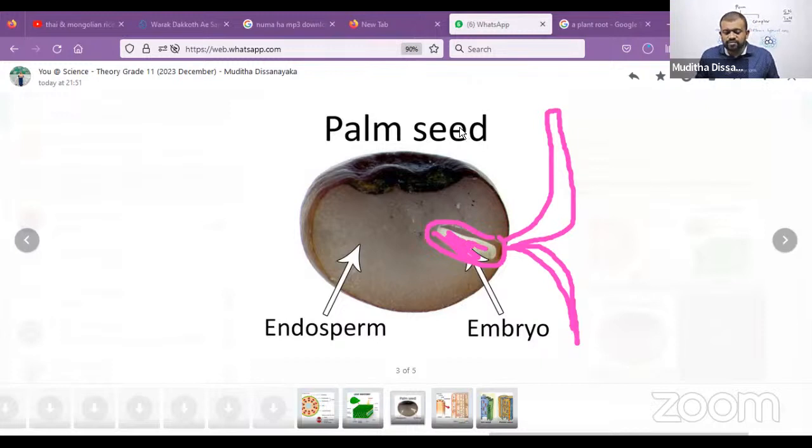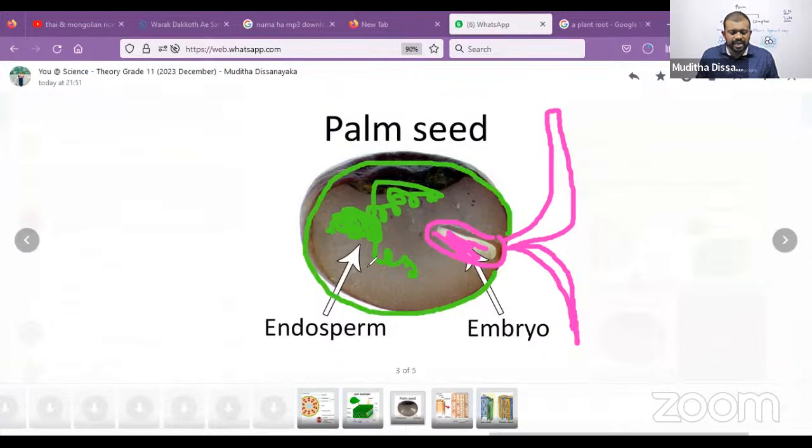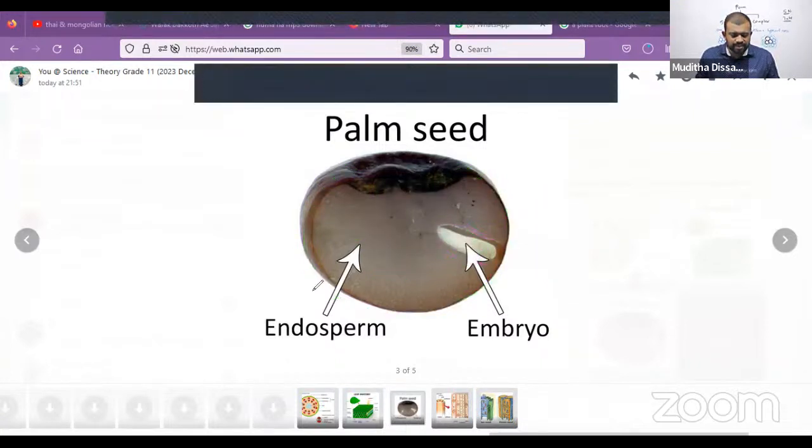The rest contains food. The food is stored in parenchyma located here. Let me have a look at the parenchyma. Food store. Then endosperm. This is embryo. Endosperm of the seeds.